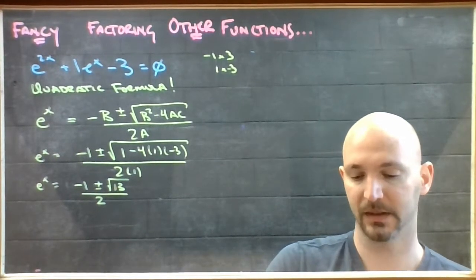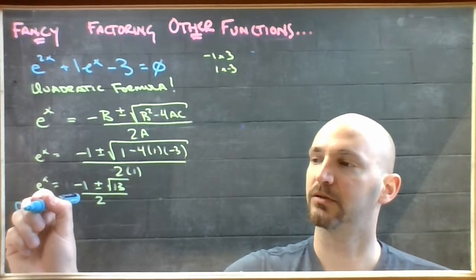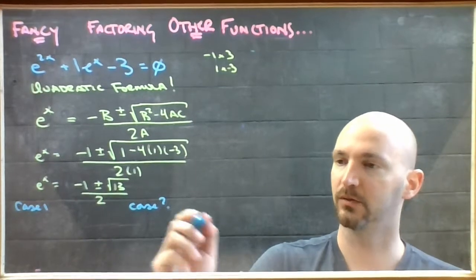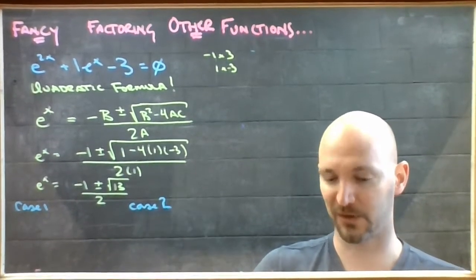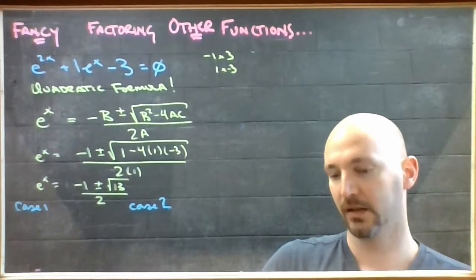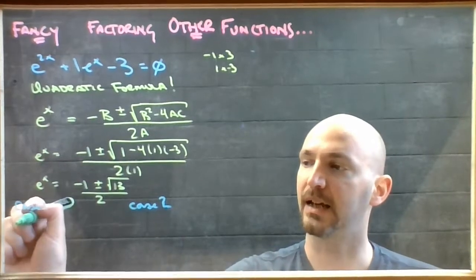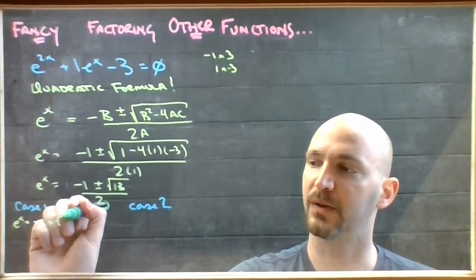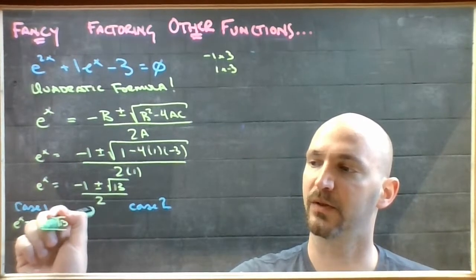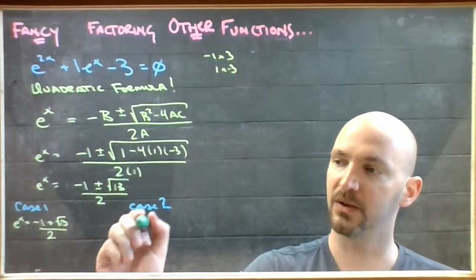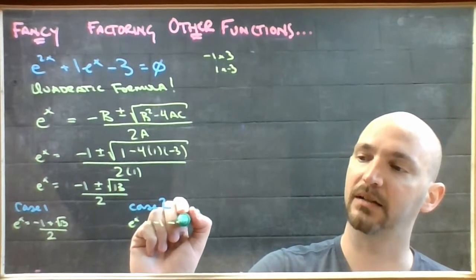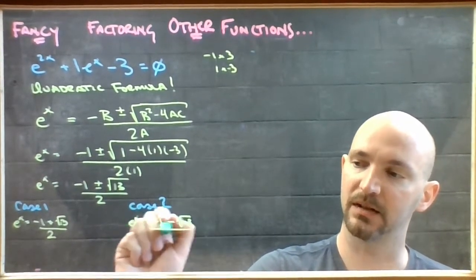Case 1, case 2. Case 1 would be e to the x equals -1 plus root 13 over 2. Case 2 would be e to the x equals -1 subtract square root 13 over 2.